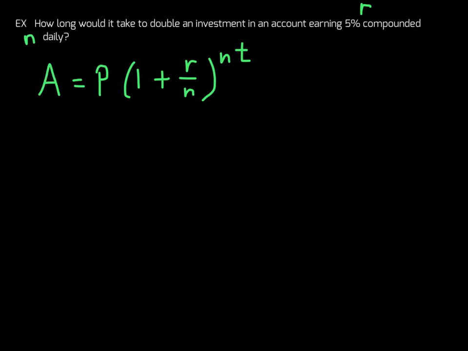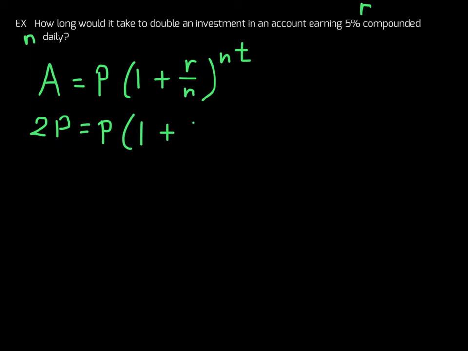In other words, when you say double something, that means you're multiplying by 2. So what we can do is let A be double whatever P is. All right. So they didn't actually give us a P amount, but what they did tell us is we want that P amount at the end of the day to be doubled. Okay. So let's keep going.